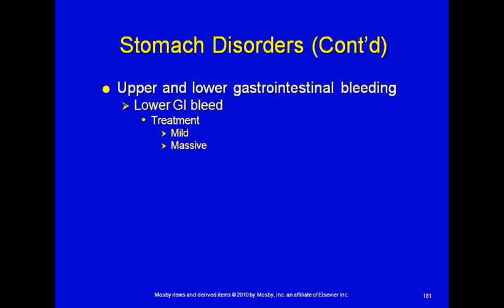For lower GI bleeds, if the bleed is very mild, there shouldn't be any signs of shock, and supportive treatment would be okay. When we're talking about massive lower GI bleeds, there may be blood running out of the rectum when you get there. It may be frank and very visible in nature, and you'll essentially have to treat for shock.